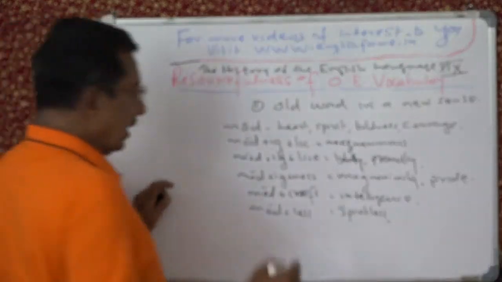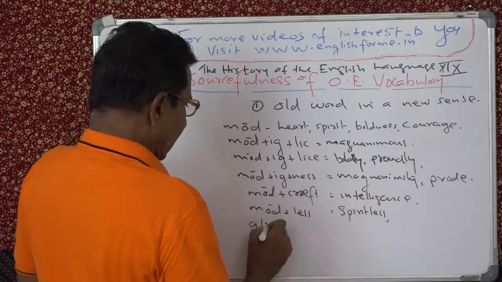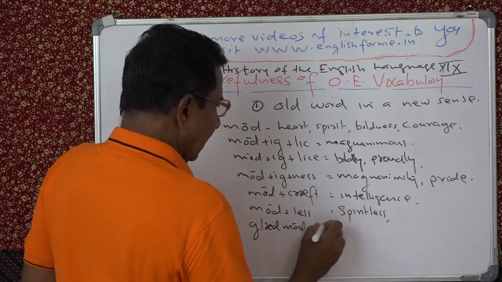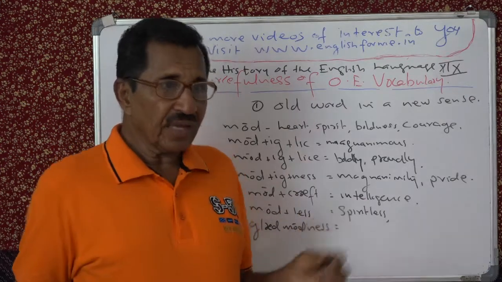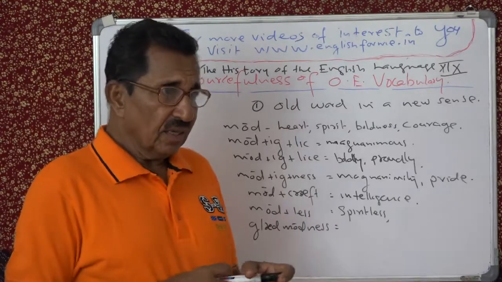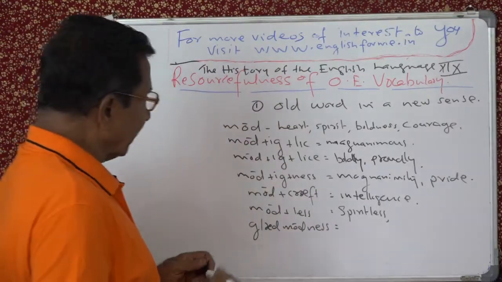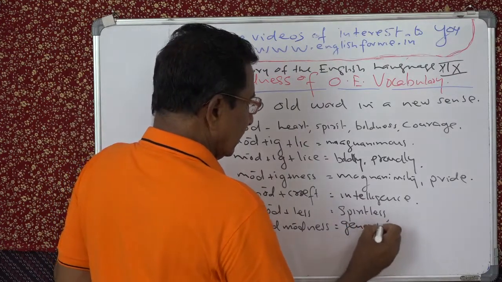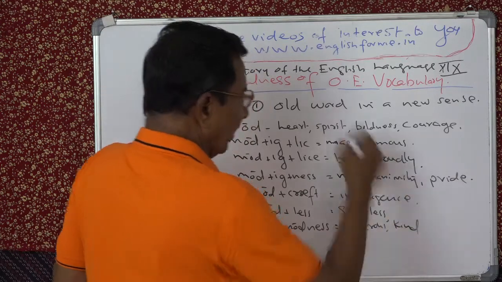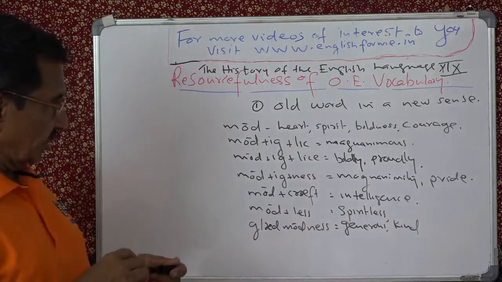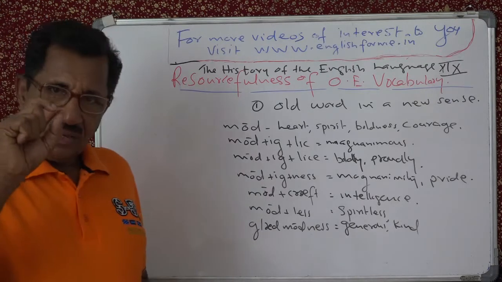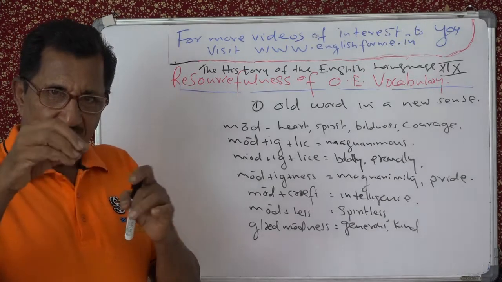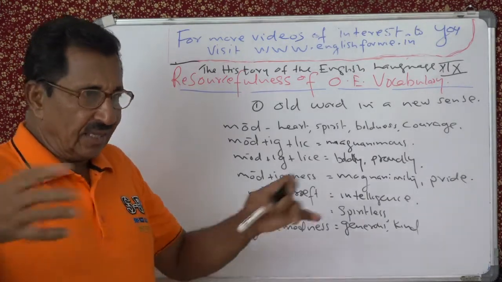Then gladmodness. Gladmodness means happy. You are very happy. When you are happy, what happens? You are very kind, generous. Generous, kind and all. See how meanings, you can see new meanings. From just one word mod, changing some ending here, adding a syllable there, they make it.